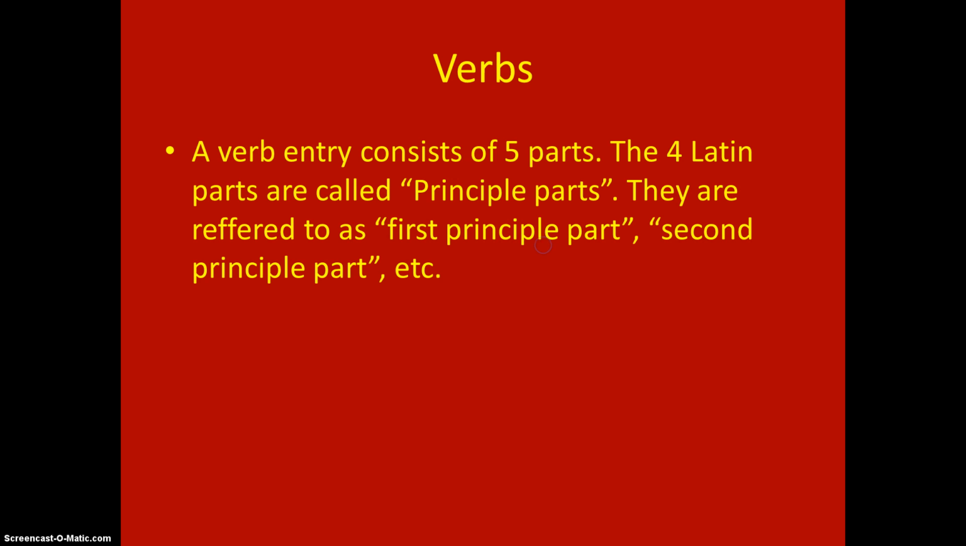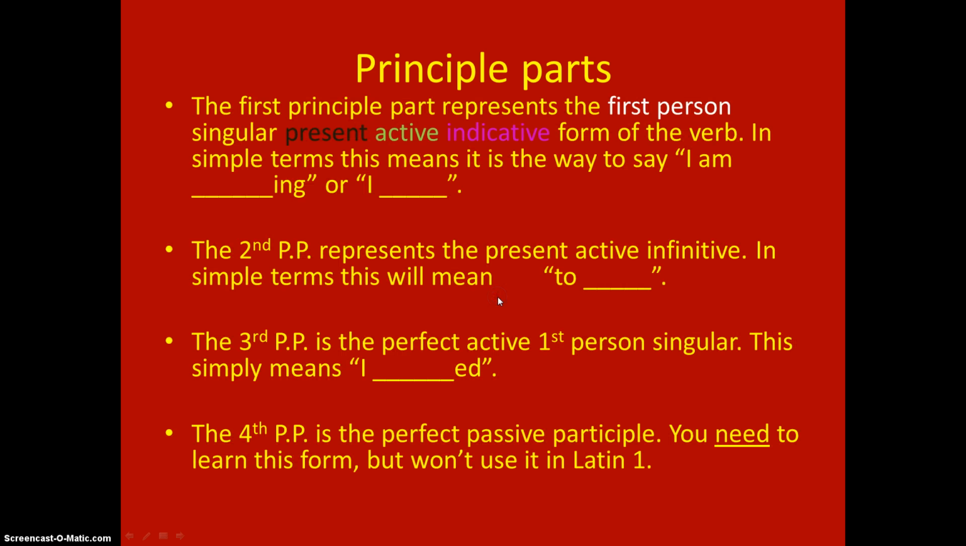Alright. When we look at a vocab entry for verbs, there are 5 parts. We're really creative on the names. They're called first principal part, second principal part, third principal part, fourth principal part, and then the English translation. Okay? So, why 4 principal parts? Well, the first principal part is the first person, singular, present, active, indicative form of the verb. That's a really fancy way of saying that it means I am doing it.